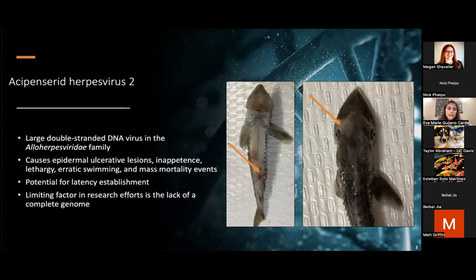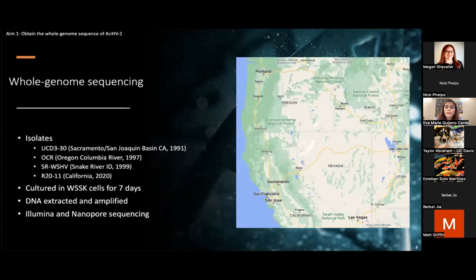So one of the big limitations for the pathophysiology research that we want to do on the potential latency of AciHV-2 is the lack of a complete genome for AciHV-2. So we decided to sequence 4 isolates of AciHV-2 from natural outbreaks in the Western United States throughout the last 2 decades, and those are the locations where those isolates were originally isolated from.